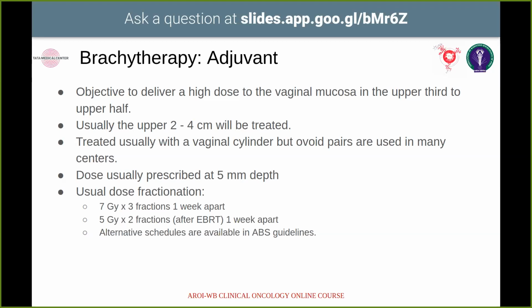A usual dose schedule that is followed is 7 grays in 3 fractions, 1 week apart, when you are treating only with brachytherapy. When you are giving it adjuvant after external beam radiotherapy, 5 grays in 2 fractions or equivalent dose schedules are preferred.